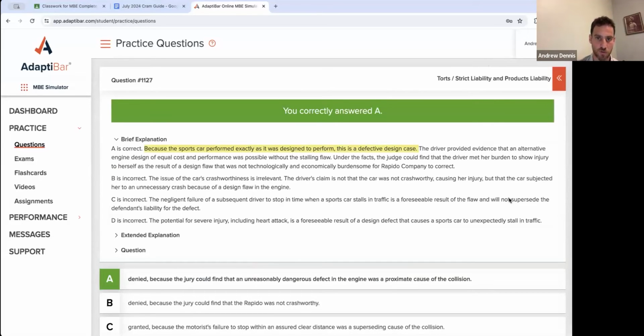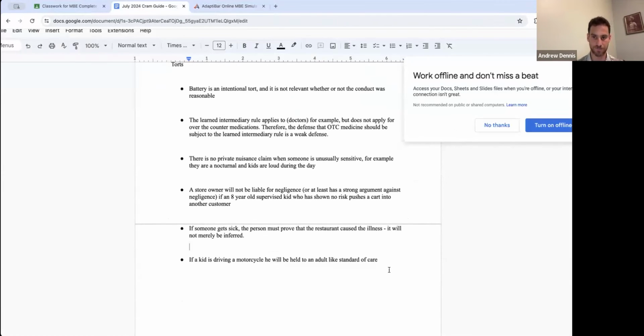Because the sports car performed exactly as it's designed to perform, this is a defective design case. The driver provided evidence that an alternative engine of equal cost and performance was possible without the stalling flaw. Under the facts, the judge could find that the driver met her burden to show injury to herself as the result of a design flaw that was not technologically and economically burdensome for the R company to correct. So pretty easy takeaway here.